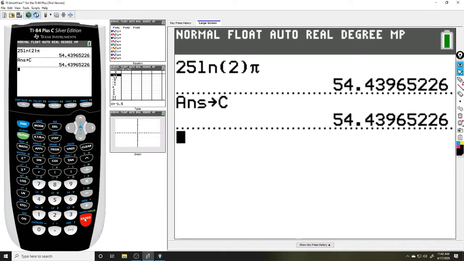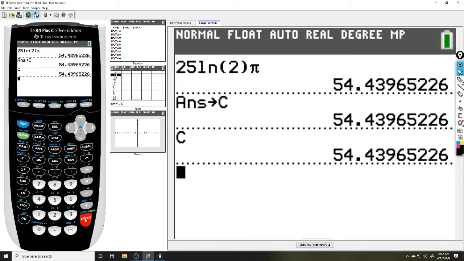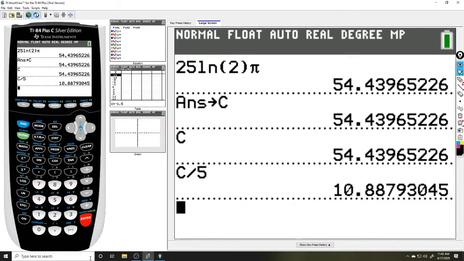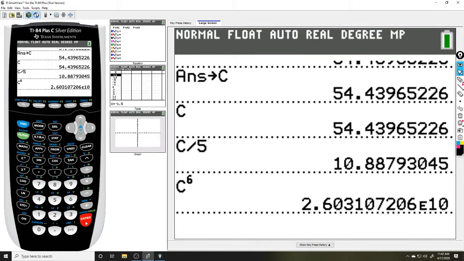And so now, if I hit C, it's using that number to stand for C. So I can do a whole bunch of things with that. I can take that number and divide it by 5. Or I could take that number, let's say to the 6th power or something like that. Big number if I take it to the 6th power.